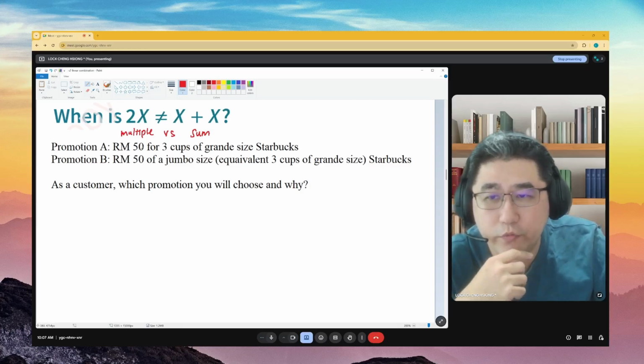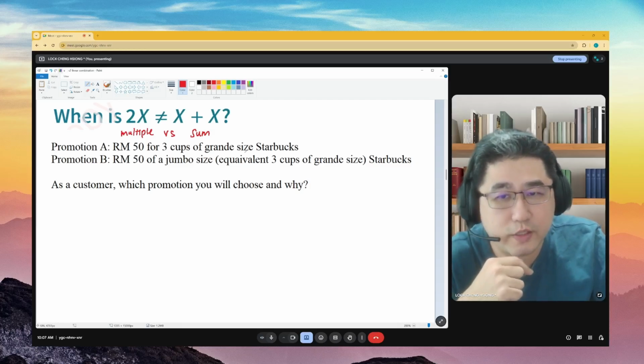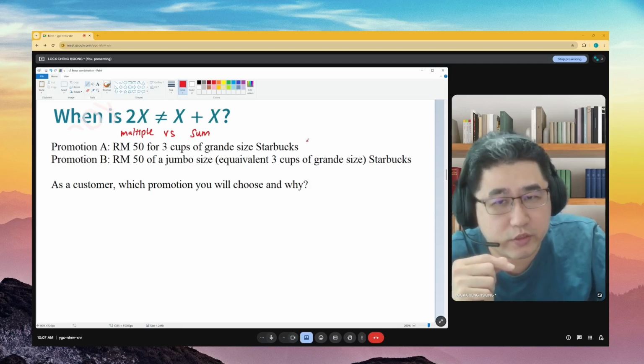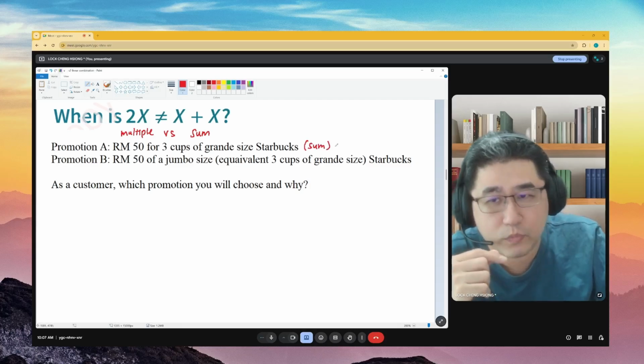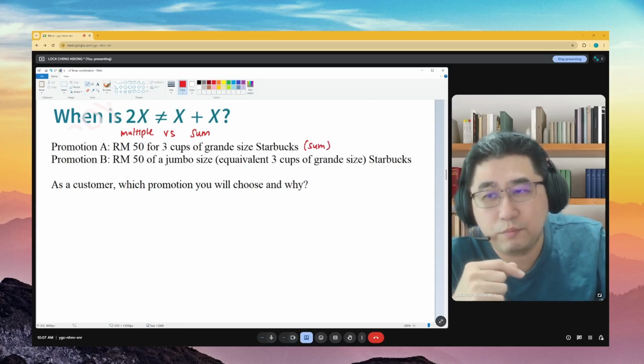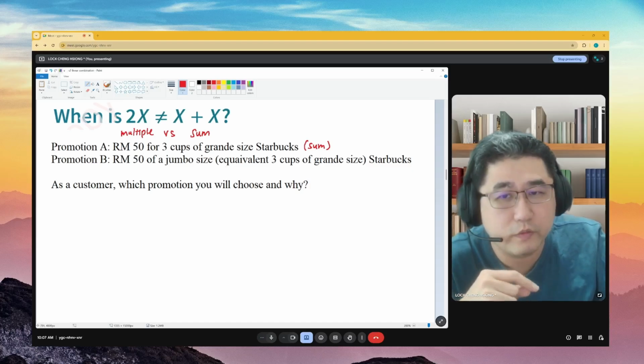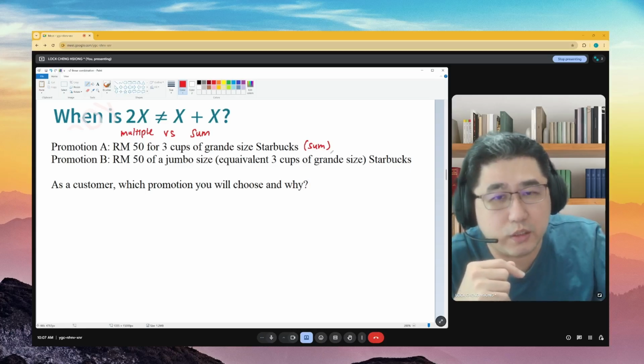Promotion A, 50 bucks for 3 cups of grande size Starbucks. You have 3 different cups, therefore this is representing the sum. Promotion B, 50 bucks for the jumbo size equivalent to 3 cups of the grande size Starbucks. This is representing the multiple.